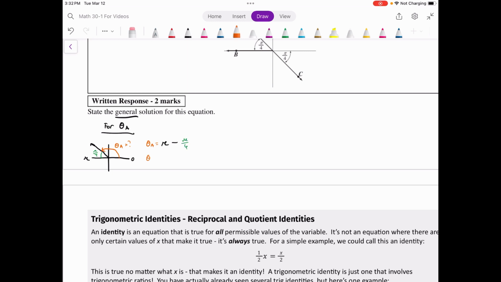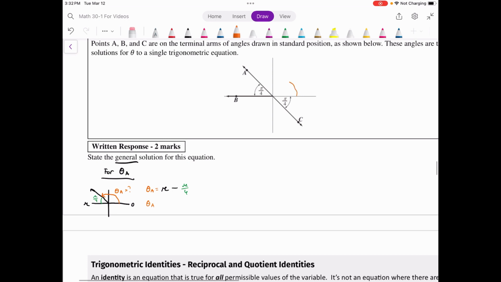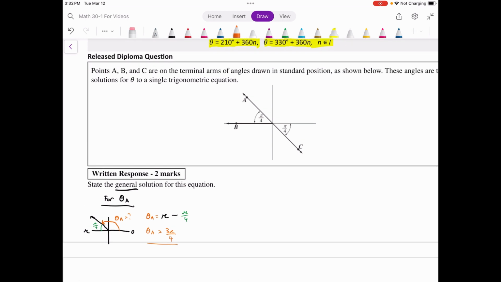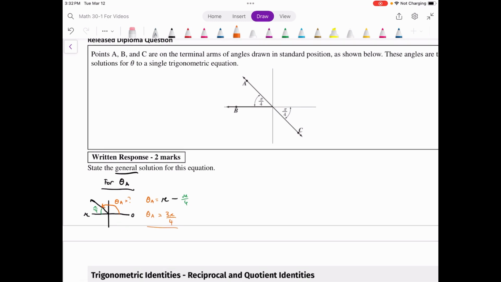So the angle, right, this angle here, theta A, must be 3 pi over 4, right? 4 over 4 pi minus 1 over 4 pi gives us 3 over 4 pi. Okay, now what it's saying, right, again, is that these angles are solutions to some equation. So we know that 3 pi over 4 is the solution to whatever trig equation it is they're talking about. All they asked us to do is state the general solution.